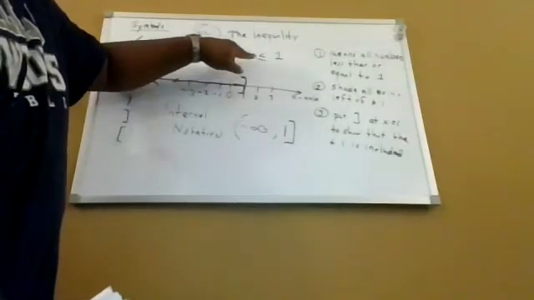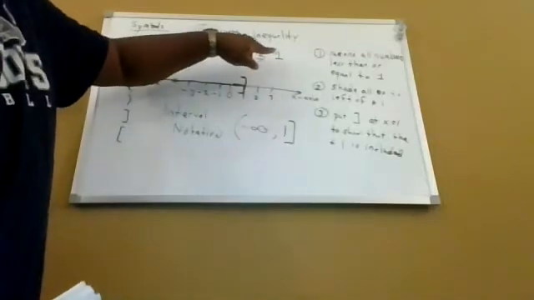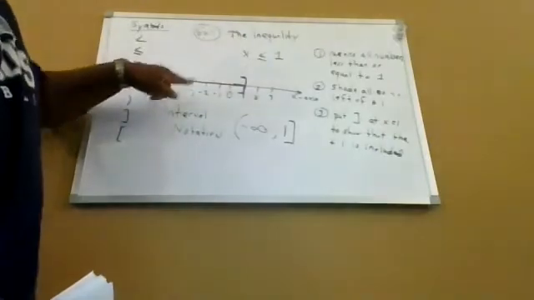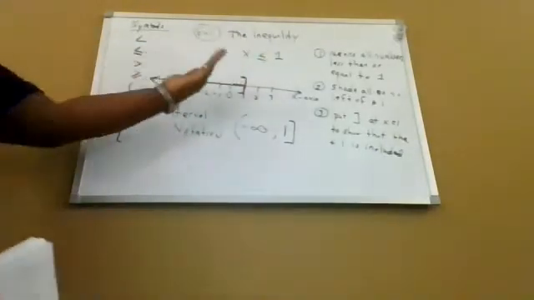1 is less than or equal to 1. 0 is less than or equal to 1. -1 is less than or equal to 1. -2 is less than or equal to 1. -3 is less than or equal to 1, and so on and so on and so on.